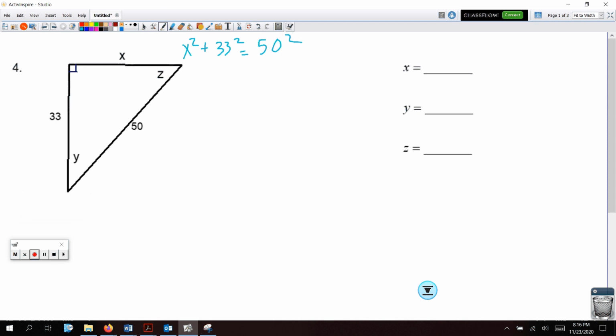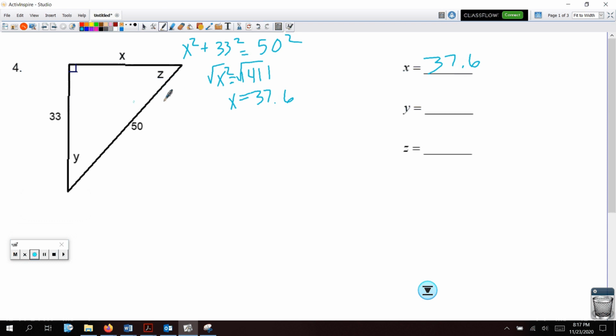And I'm pretty sure you're fine with that. I'm just going to jump to the answer, right? I get x squared is equal to 1,411. When I take the square root of both sides and I round to the nearest tenth, I get x is equal to 37.6. Okay? All right, I think you're probably fine with that.